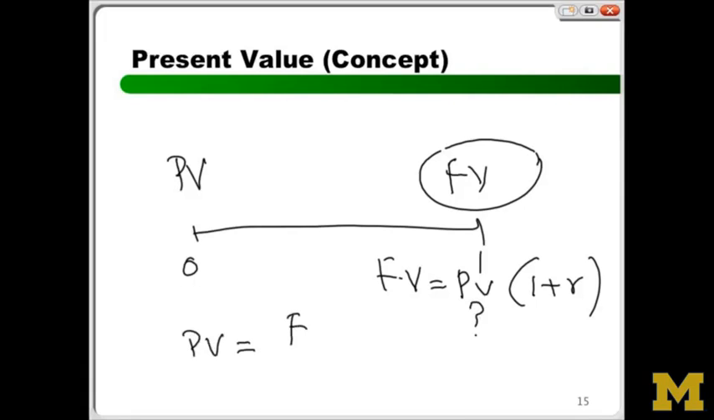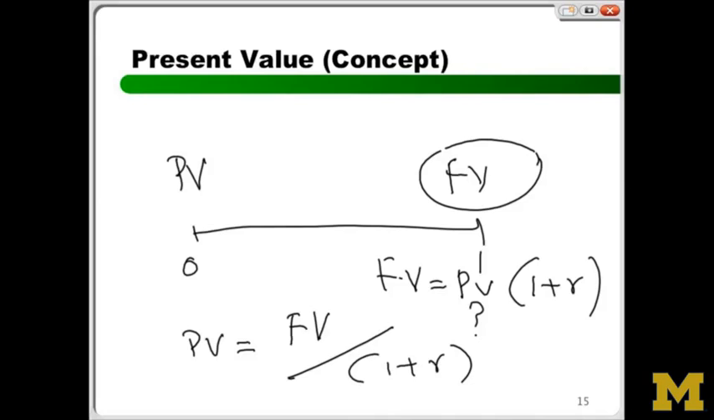PV will be FV divided by 1 plus R. I'm just inverting this equation. It's very simple. It's algebra. However, dividing something by 1 plus R, if I said it to you the first time, you would have said, why the heck am I dividing something by 1 plus something?